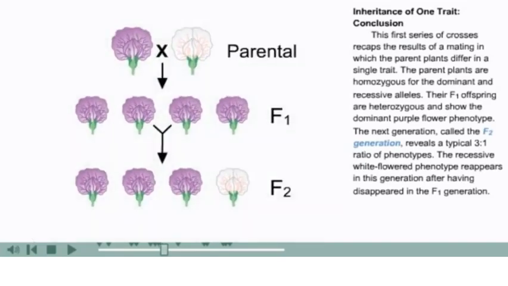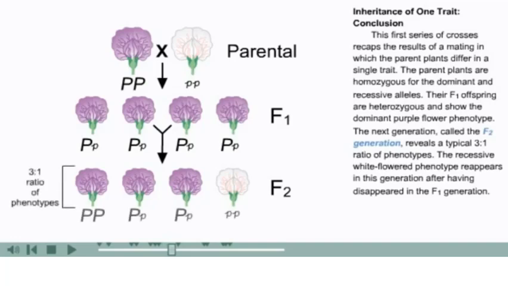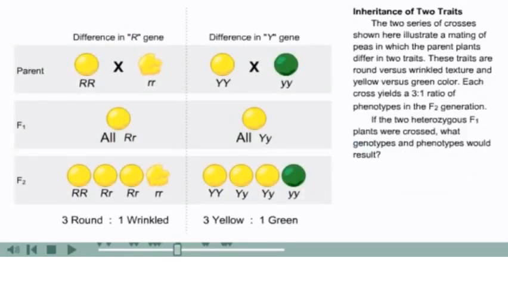Inheritance of one trait: conclusion. The first series of crosses recaps the result of mating where the parent plants differ in a single trait. The parent plants are homozygous for the dominant and recessive alleles. You can see this, and the ratio we got is 3:1. This is the phenotype ratio. And the recessive white flower disappeared in the F1 generation.